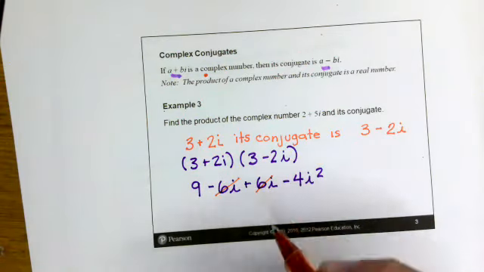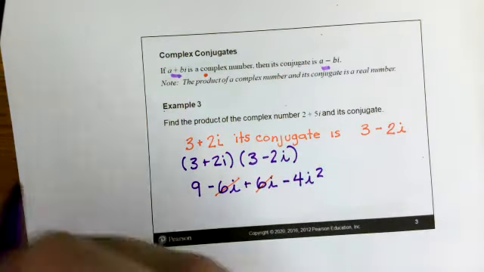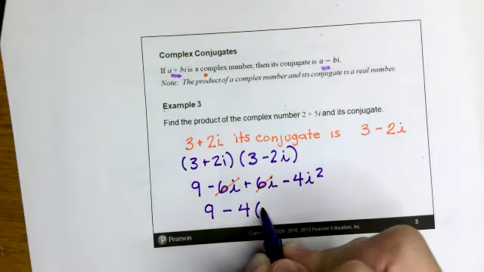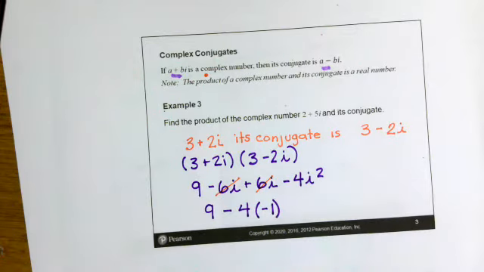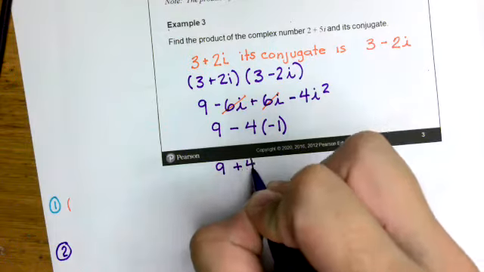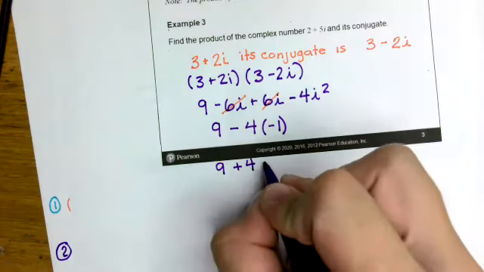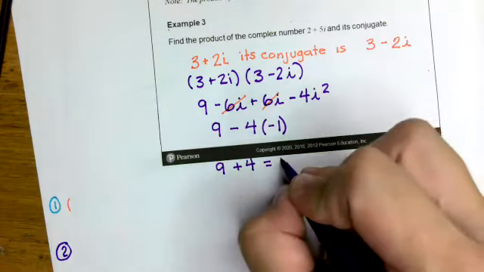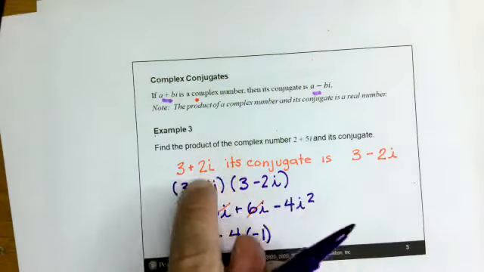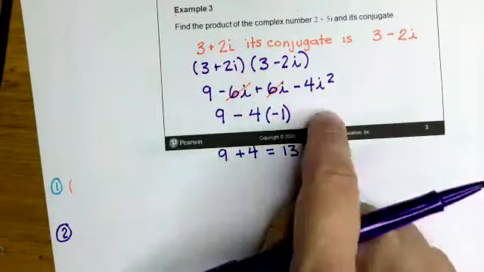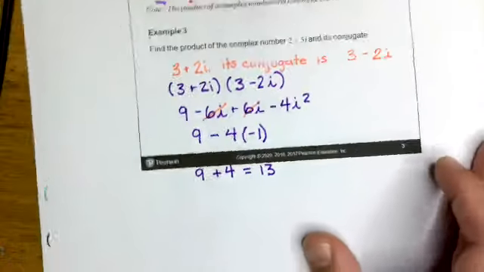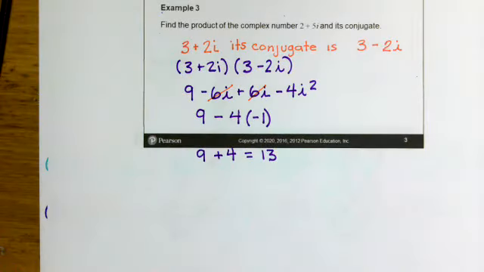Negative 6i plus 6i cancel each other out. Now I just have 9 minus 4i squared, which becomes negative 1. 9 plus 4, because negative times a negative is a positive, that just becomes 13. So by multiplying the imaginary number by its conjugate, I get a real number every time. Okay? So that was just an invented example.